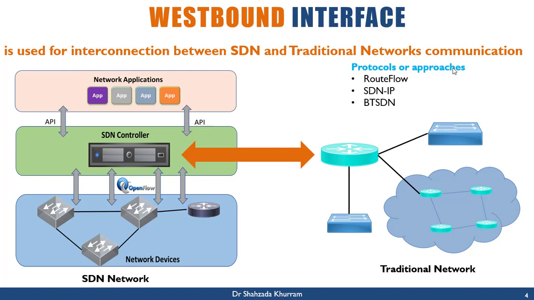Here are some protocols or approaches we use to interconnect an SDN controller and a traditional network: RouteFlow and SDN-IP. SDN-IP is used for BGP connectivity between the SDN controller and a router in a traditional network. Another is BTSDN, and many other protocols are also available to connect a traditional network to an SDN controller. So this is the way, when we connect a traditional network to an SDN network, we use westbound interface connectivity between each other.